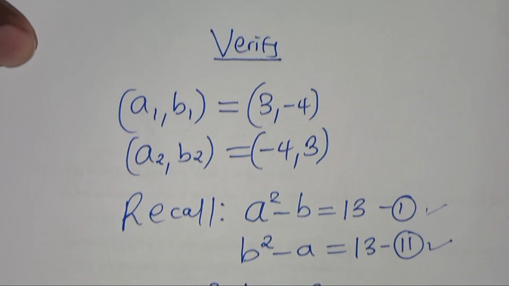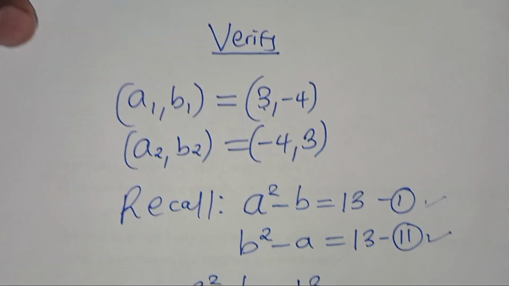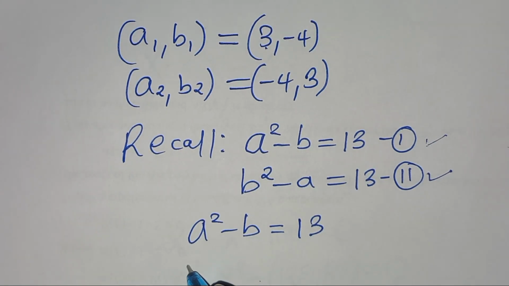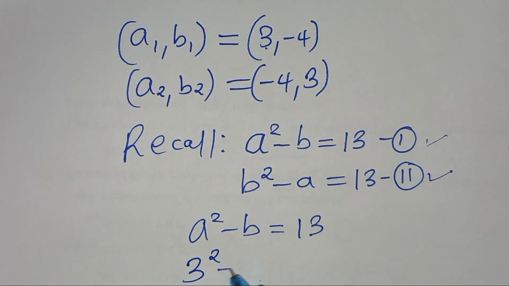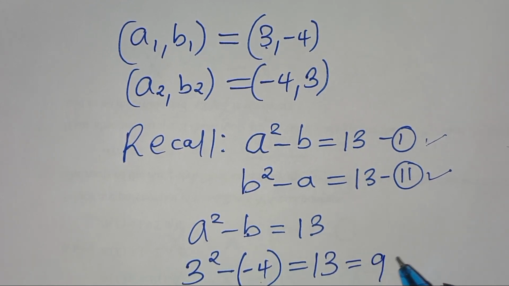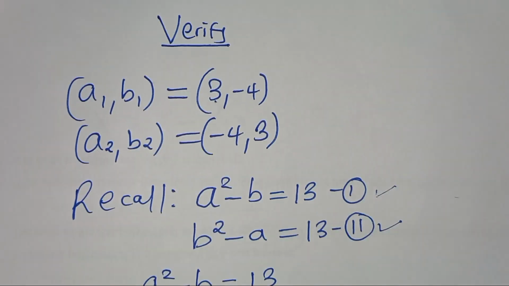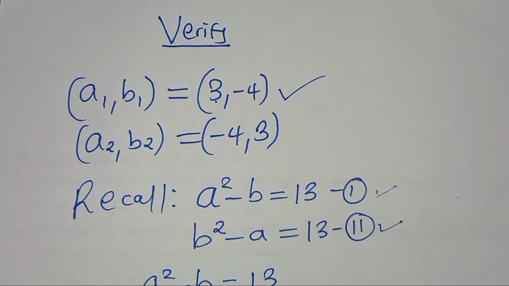So from the first set of solution, a1, b1, which is 3, negative 4, we'll have here 3 squared minus b, here is minus 4. This should give us a value of 13. So this is equal to 3 squared, this is 9, minus times minus 4, this is plus 4. And this should give us a value of 13. So this clearly shows that a1, b1 satisfies the equation.